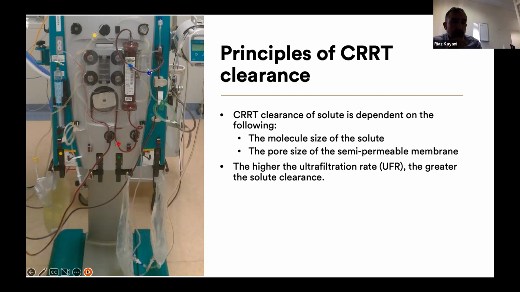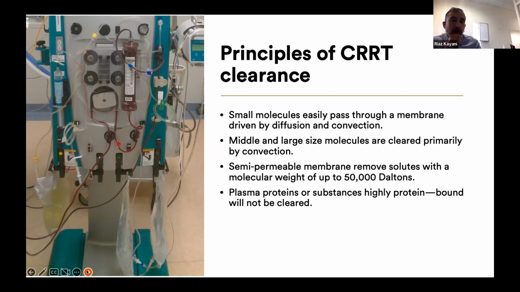And you can see there a replacement bag, where we replace that effluent with a balanced buffered solution. As I said, the cutoff is about 50,000 Daltons, which is about the size of albumin. You have to remember that big molecules are not going to be filtered out. And similarly, highly bound molecules, which are bound to large plasma proteins, are not going to be filtered out.